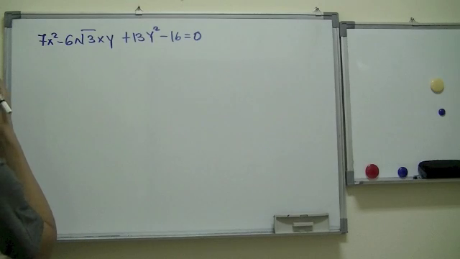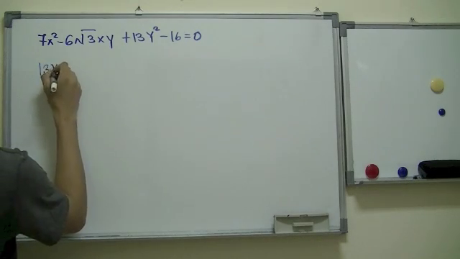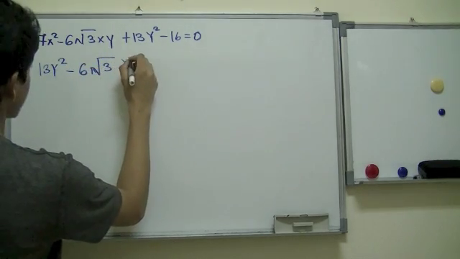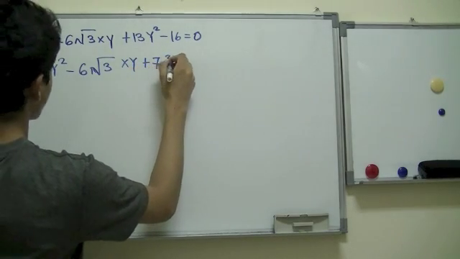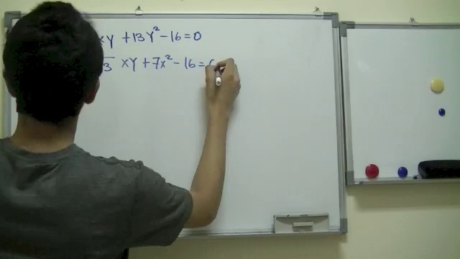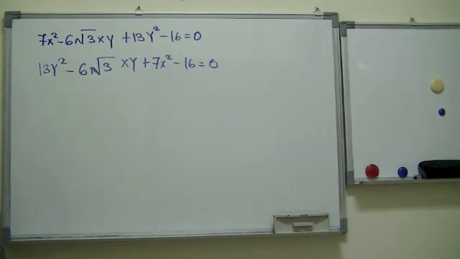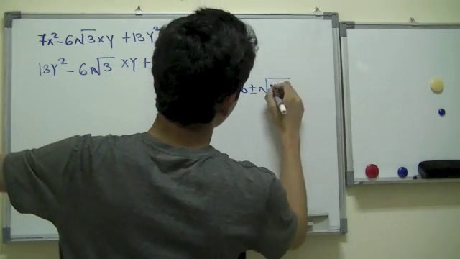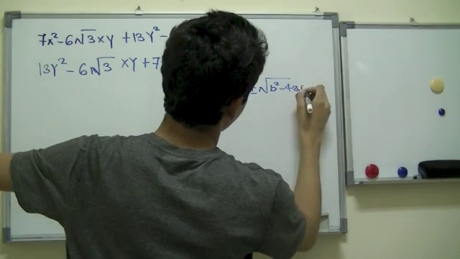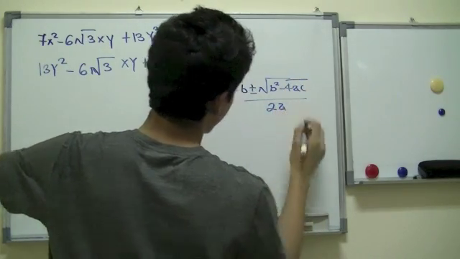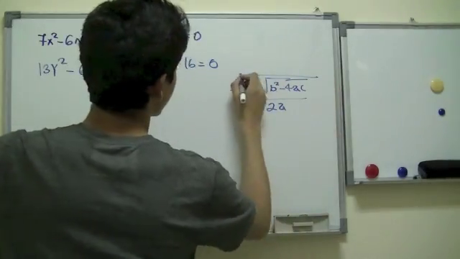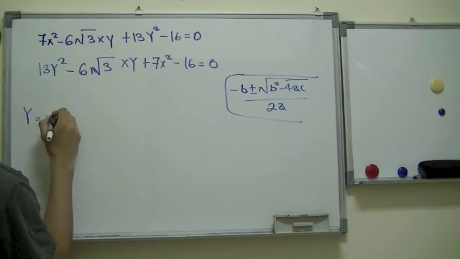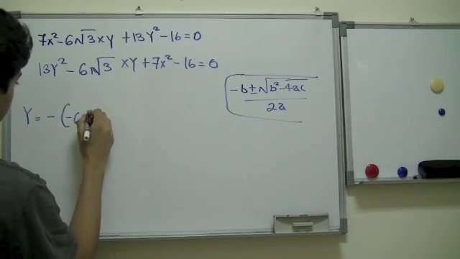Okay, so you need to rewrite this into 13y squared minus 6 radical 3xy plus 7x squared minus 16 is equal to 0. Okay, so you need to use the quadratic equation. If you don't know, it's minus b plus or minus square root of b squared minus 4ac over 2a. Okay, so this is the equation that we use. So let's go ahead and plug these values in. y is equal to negative minus 6 radical 3.